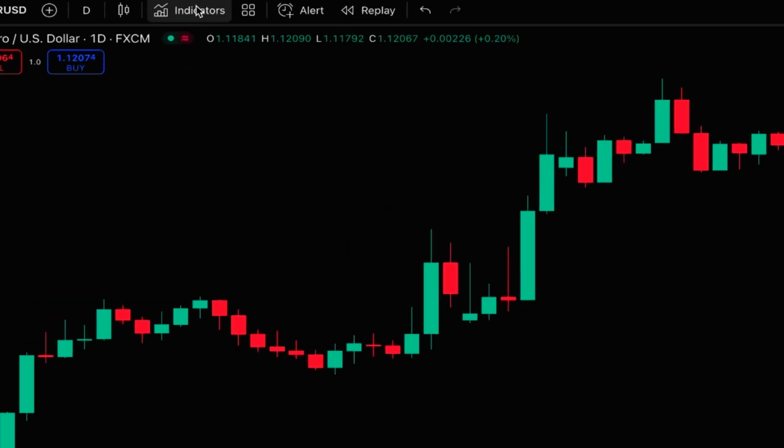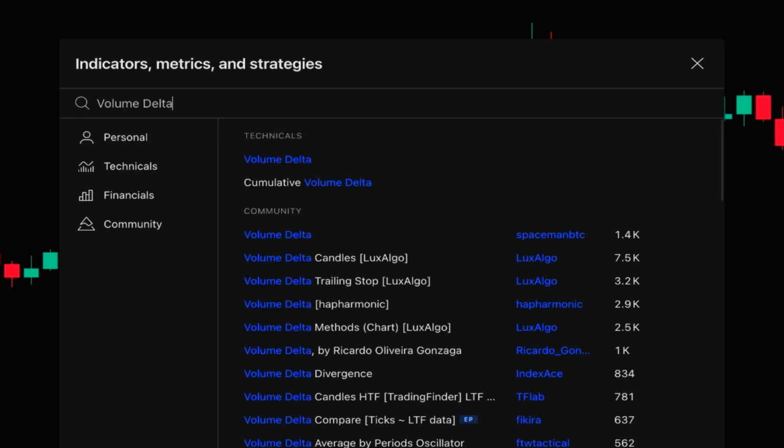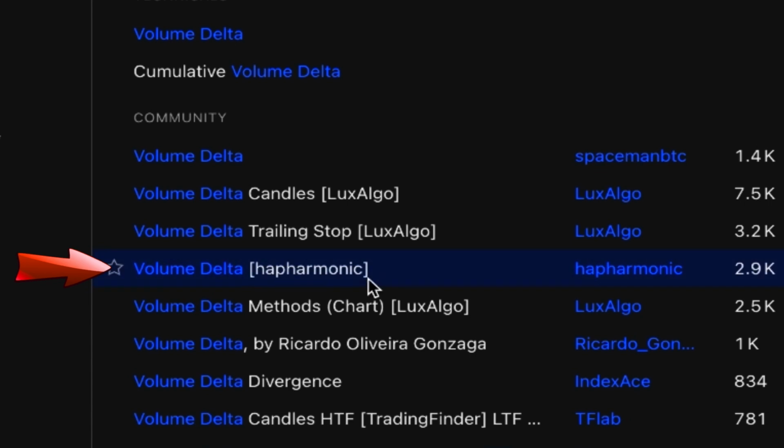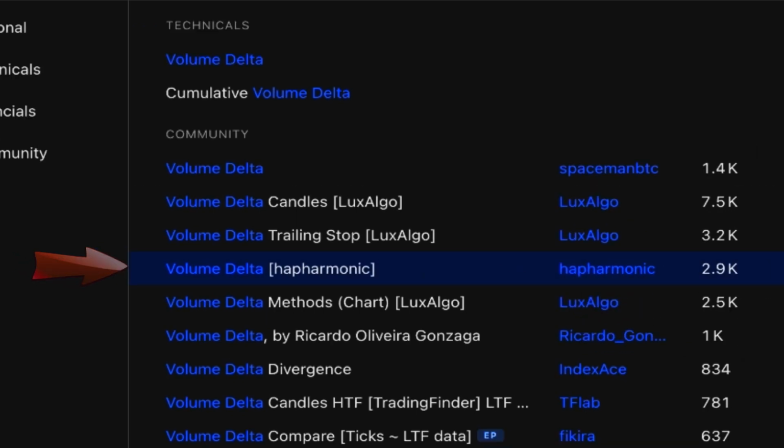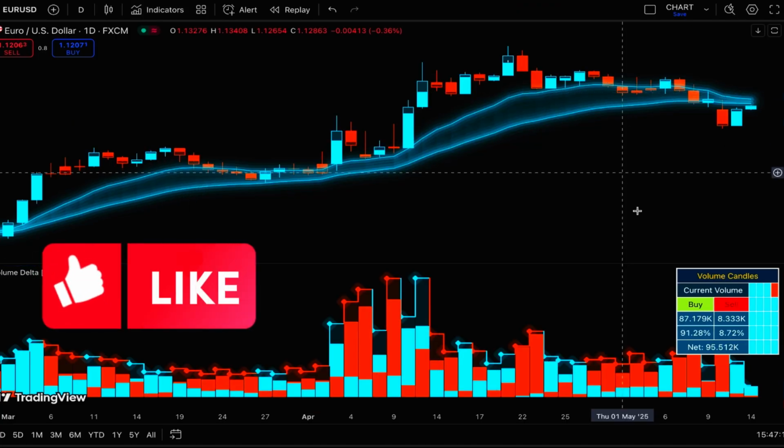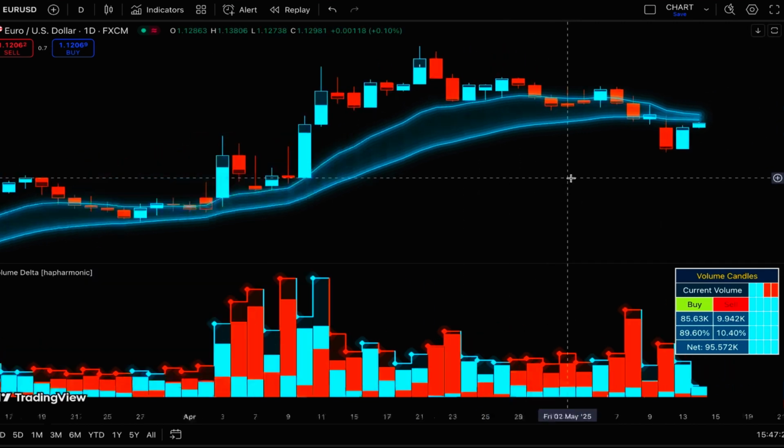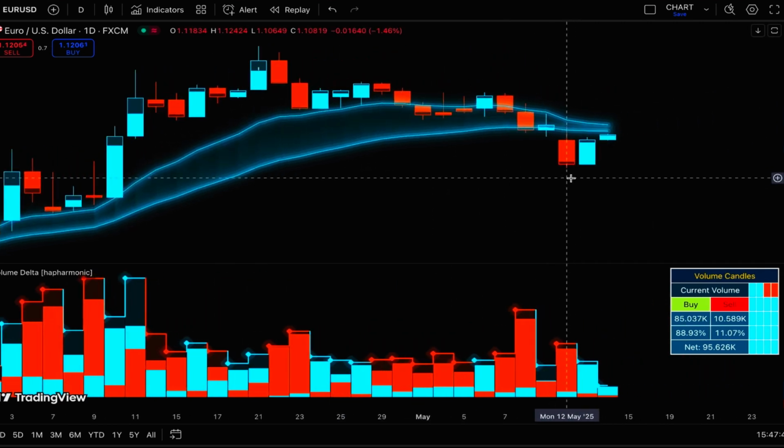The first one that I want to introduce is called volume delta. We add this one, which is written by someone named Hap Harmonic. Alright, this is the indicator, and as you can see, it is added to the chart. This indicator is a very powerful volume indicator that can effectively help you in analyzing volume.